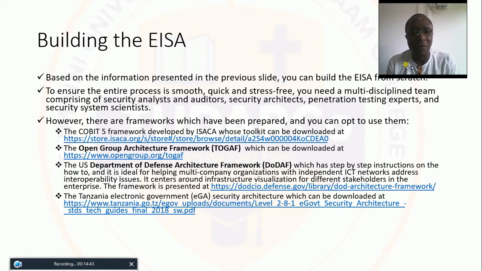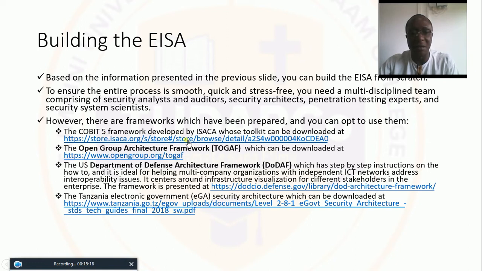various frameworks which are existing today. We have a COBIT 5 framework. COBIT was developed by ISACA. There's COBIT 2019, but COBIT 5 was the base for the development of enterprise cyber security architecture. COBIT 2019 has more of assessments than development of enterprise information architecture. But you can get the COBIT 5 architecture in the provided link.